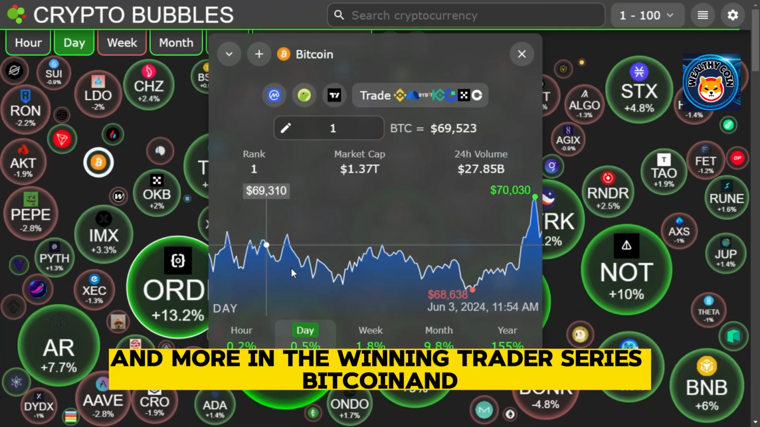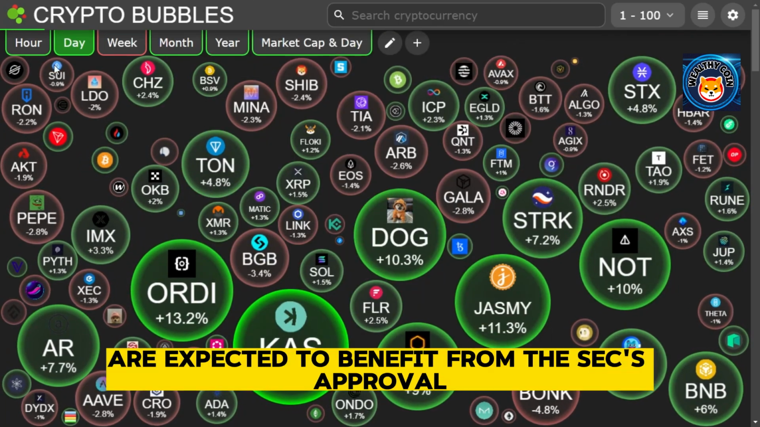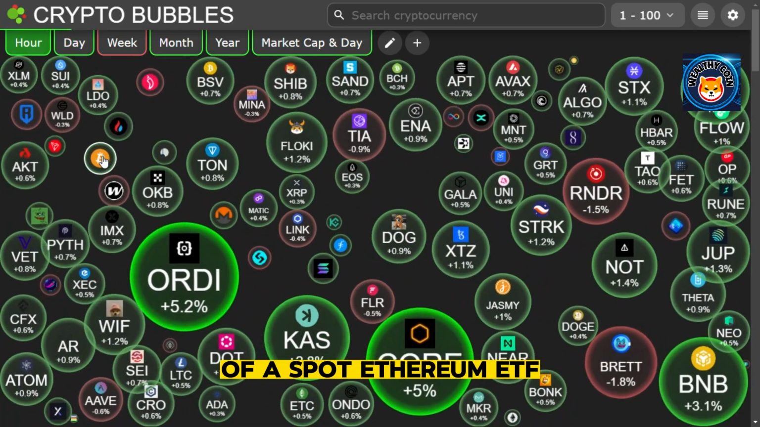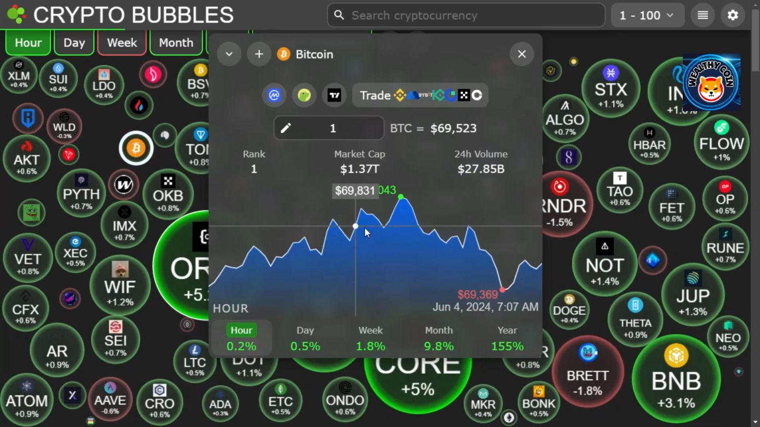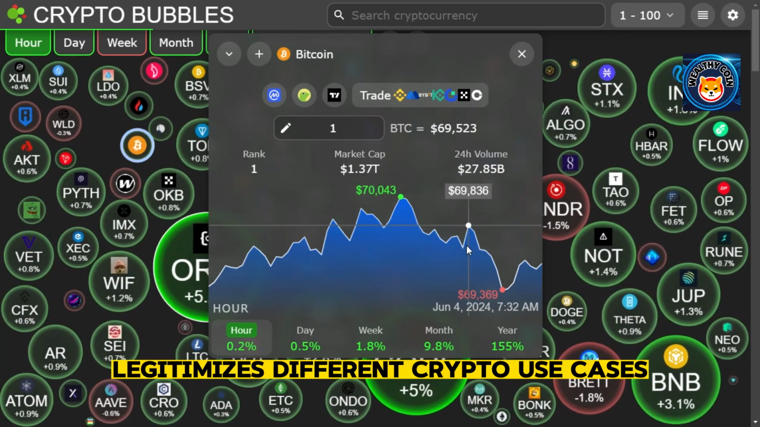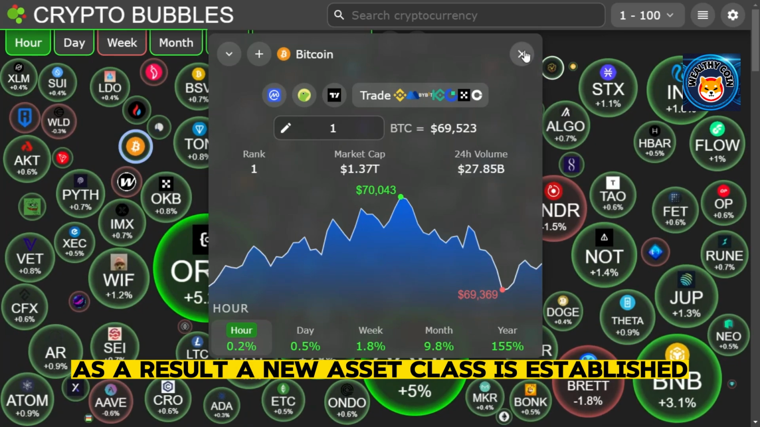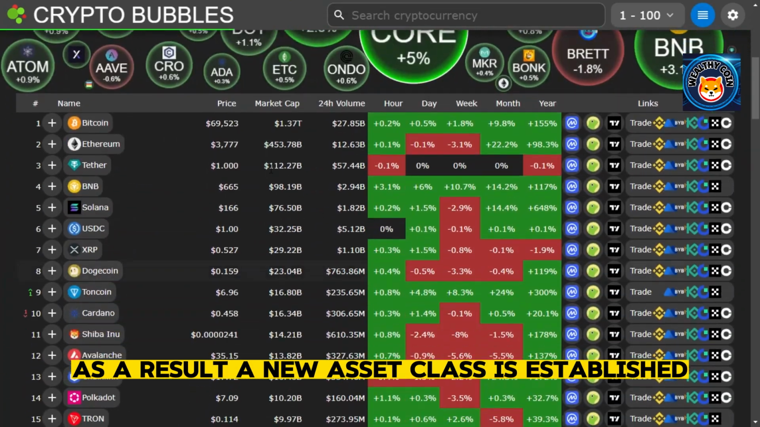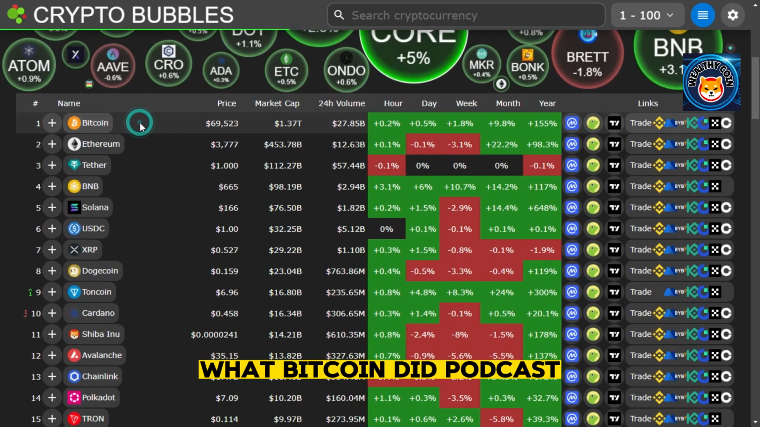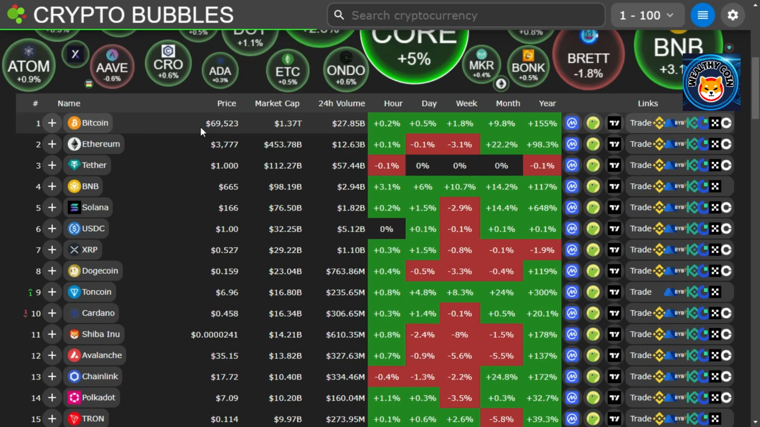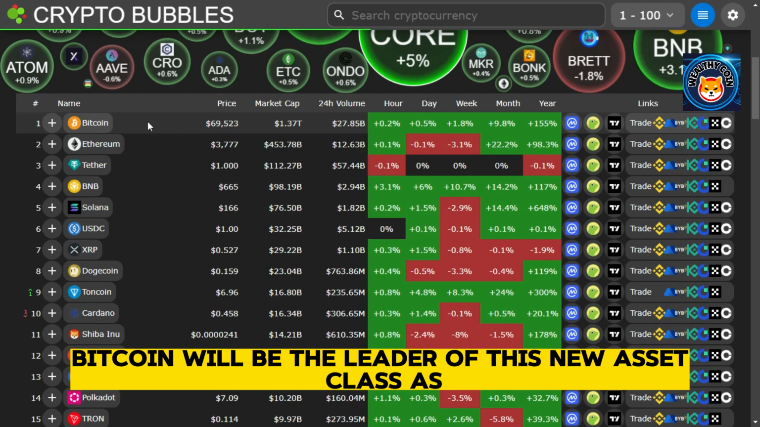Bitcoin and the entire crypto asset class are expected to benefit from the SEC's approval of a spot Ethereum ETF, according to Michael Saylor, executive chairman of MicroStrategy. The SEC's clearance legitimizes different crypto use cases, including tokens, NFTs, and DeFi. As a result, a new asset class is established, according to Saylor, who highlighted the effect of this development on the What Bitcoin Did podcast. With its growing legitimacy and political backing, he thinks Bitcoin will be the leader of this new asset class.